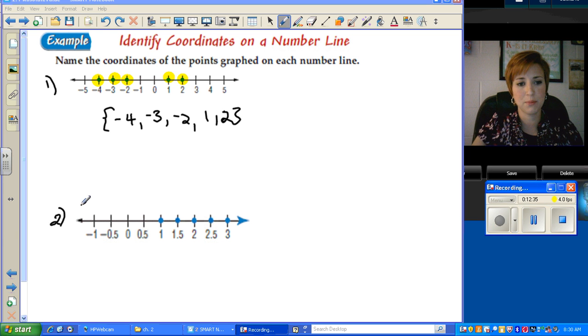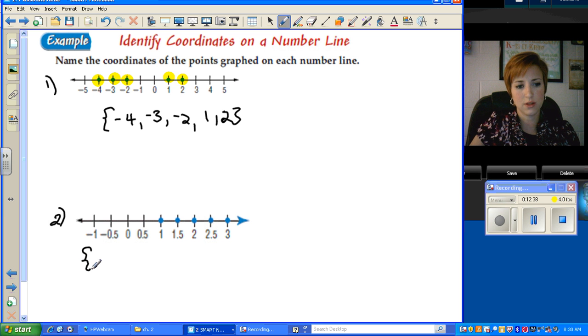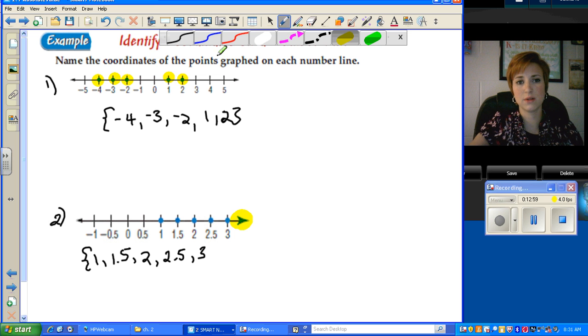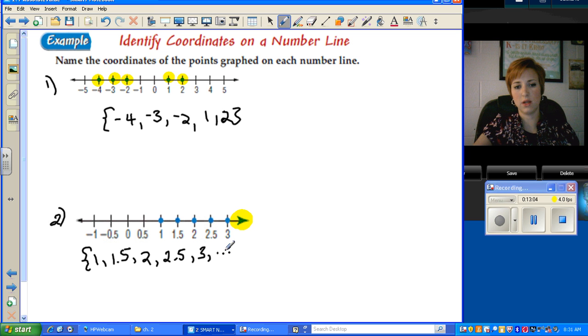For the second example, we once again make our brace to show this is all the numbers in this group that are plotted on this number line. And we have 1, 1.5, 2, 2.5, 3. Now real quick, you see that this arrow is highlighted. Because that arrow is highlighted, we have to put dot, dot, dot, so we know the arrow shows it continues on to the right side, showing all the positive ones beyond 3.